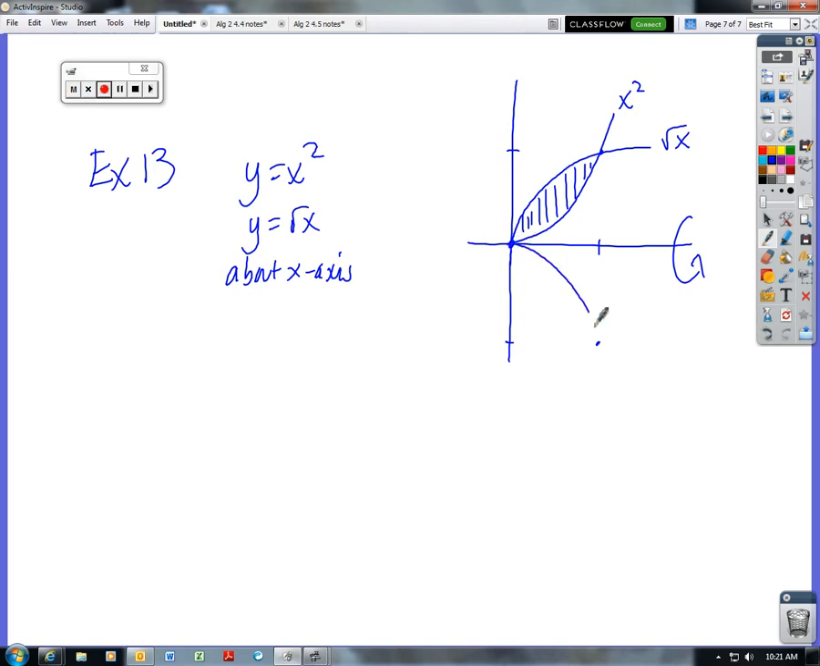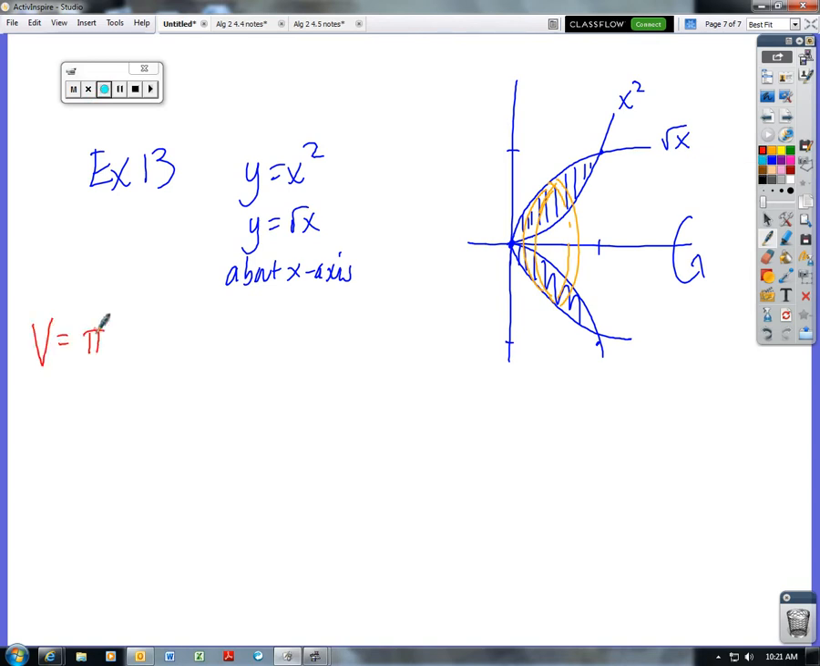This is going to come down. And this is going to be just kind of a really funny looking solid. This is really trippy looking bowl thing. Anyway, without further ado, let's find the volume.